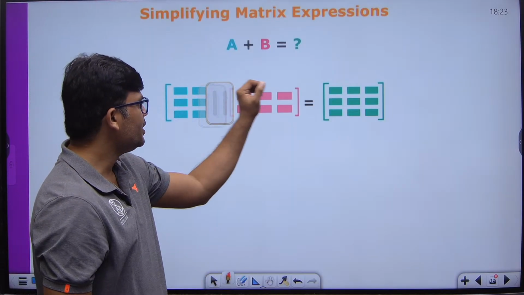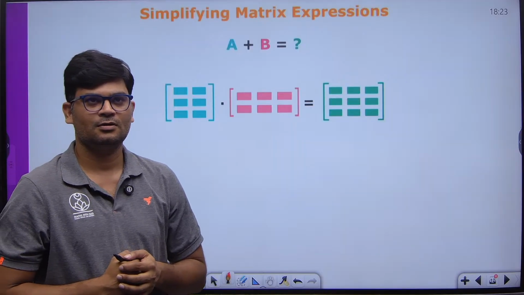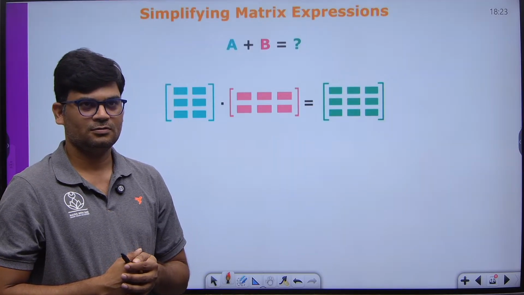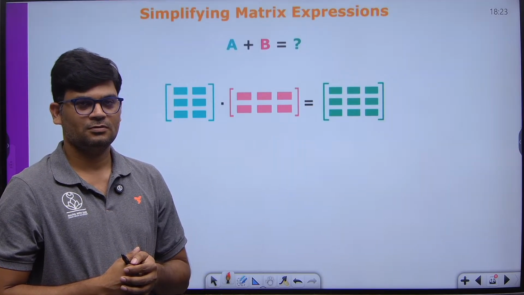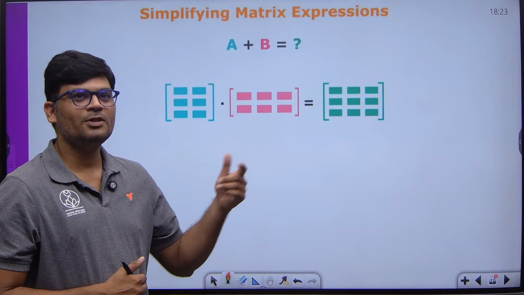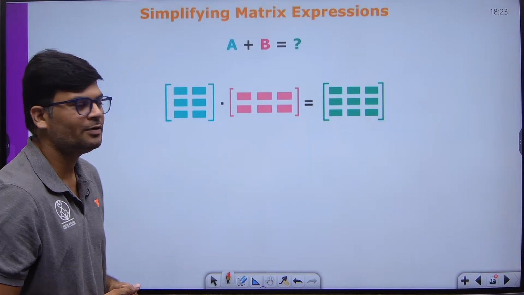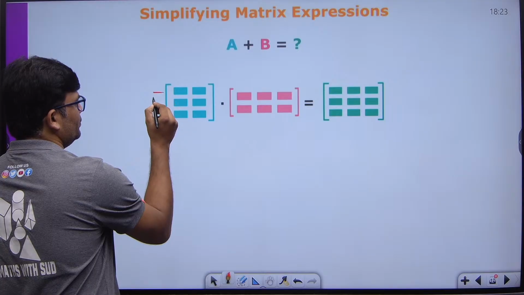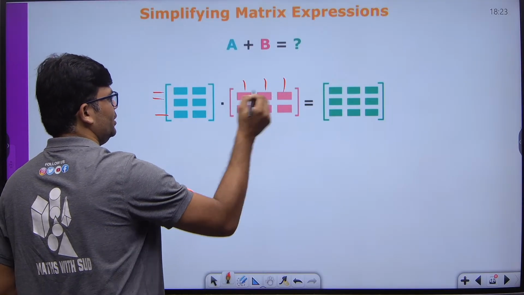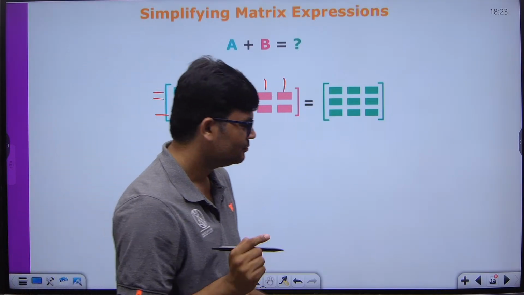But what about the multiplication? Can they be multiplied? Yes, because the number of columns in the first matrix is equal to the number of rows in the second matrix. Very good. So what will be the order of the final product matrix? It is 3 by 3. Understood? Good one.